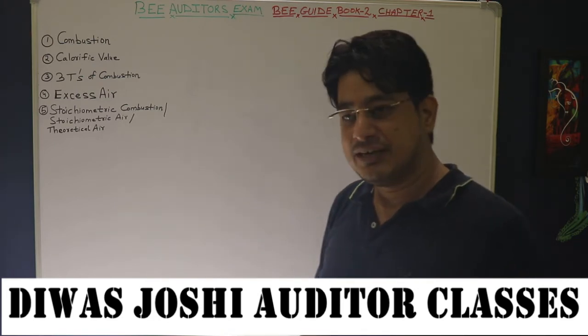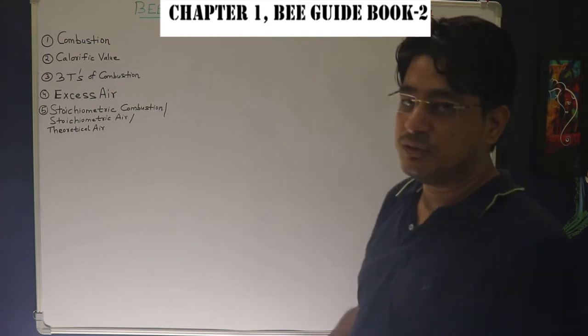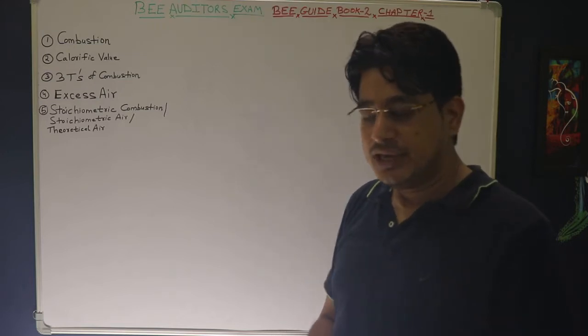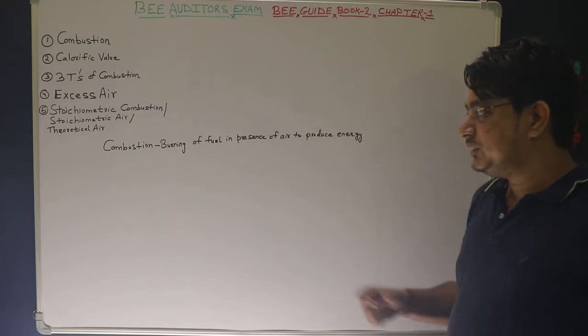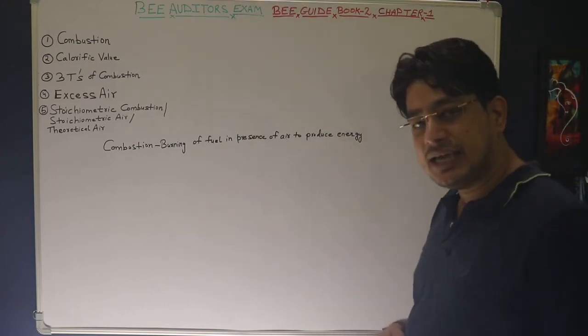So basically I will be covering chapter 1 of the second guidebook. So friends, number 1, combustion. As you all know and you must have read, what is combustion? Combustion is burning of fuel in presence of air to produce energy.